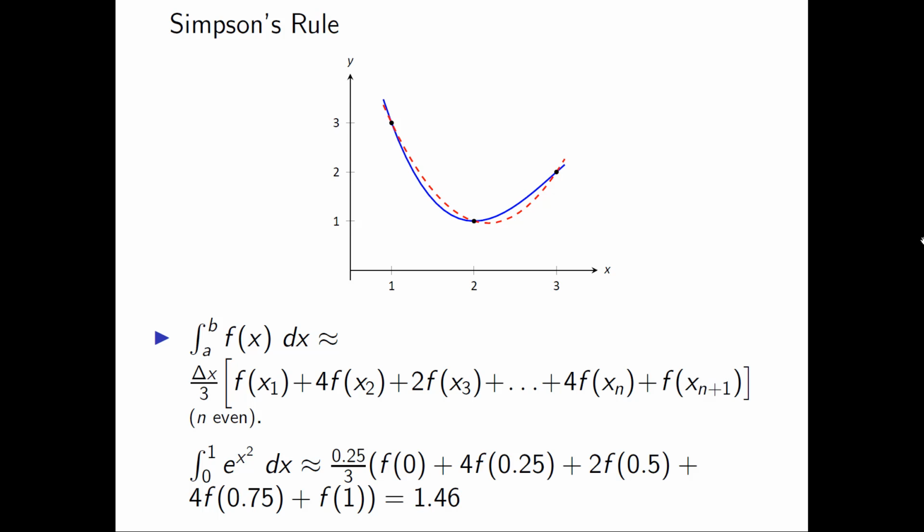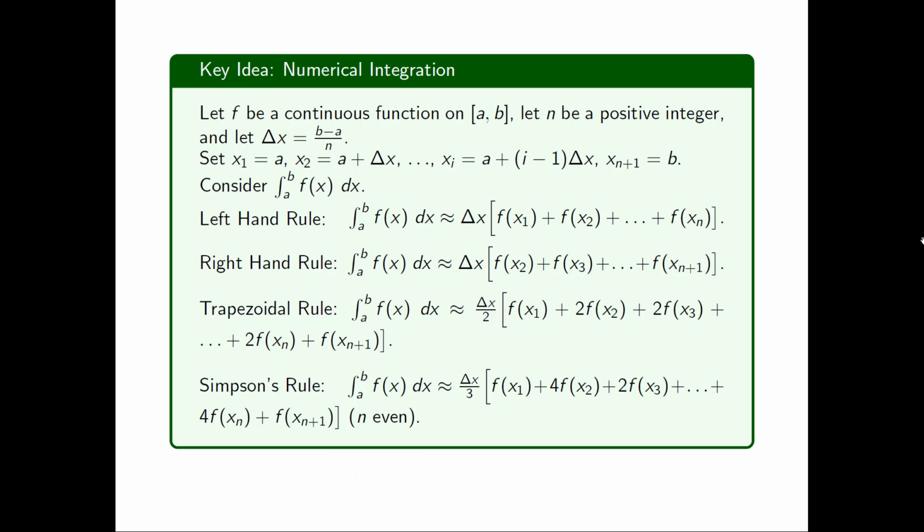If we summarize our numerical integration, we have the 4 rules here. We're going to assume that f is a continuous function. We gloss over that a little bit, but it is important that f is continuous for this to work. We set delta x to be b minus a over n. Our x1 term is a, x2 is a plus delta x, and we keep adding the delta x's all the way up to xn plus 1, which is b, the last term.